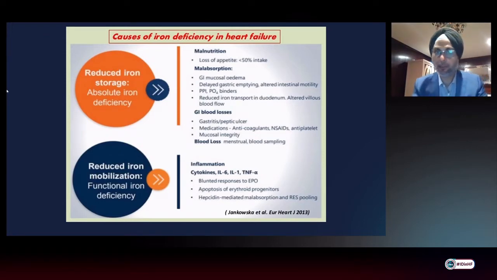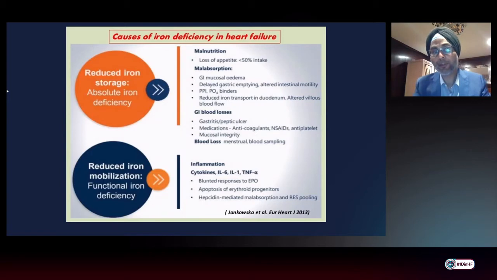Also from malabsorption, from mucosal edema or gut edema, use of concomitant polypharmacy such as PPIs. It also is from reduced iron transport across the duodenum, which we'll be looking at in a little more detail. And then also from GI blood losses, both microhemorrhages and macrohemorrhage, from gastritis, medications which cause hemorrhage, as well as loss of mucosal integrity, and then quite often from blood sampling itself, from frequent blood draws too.